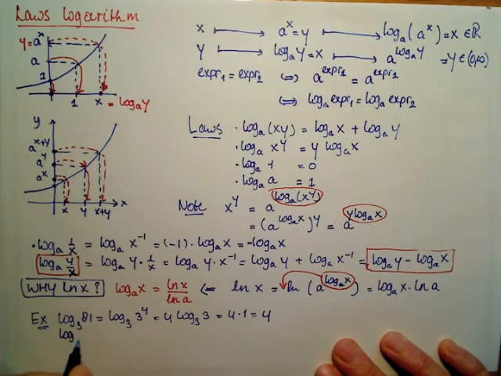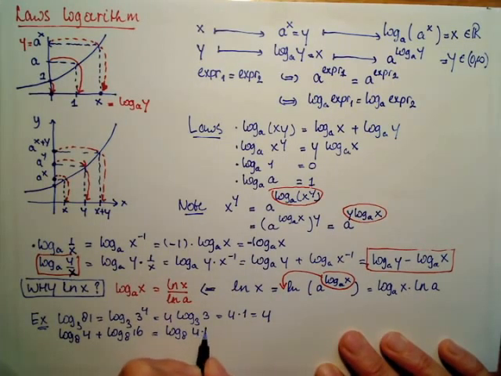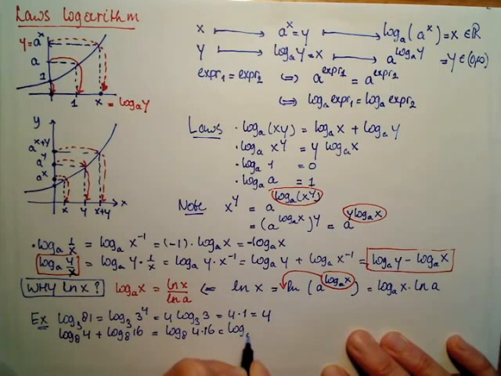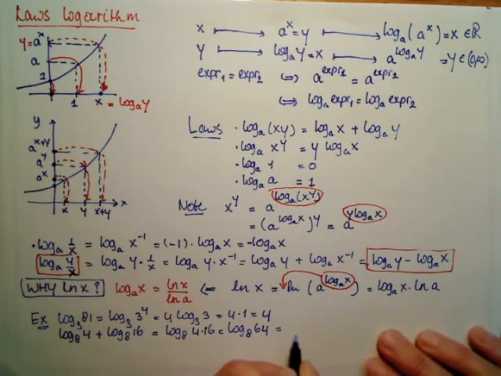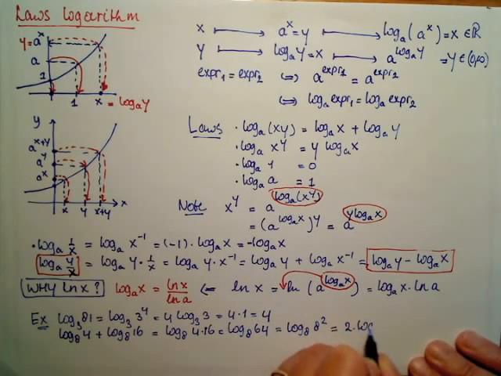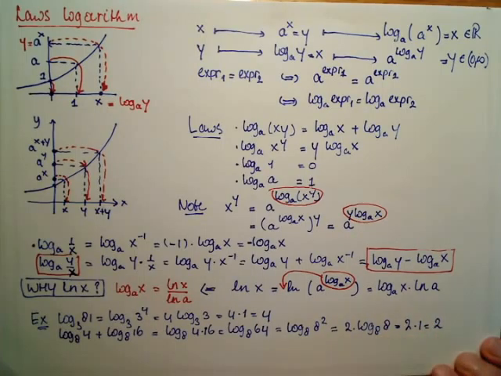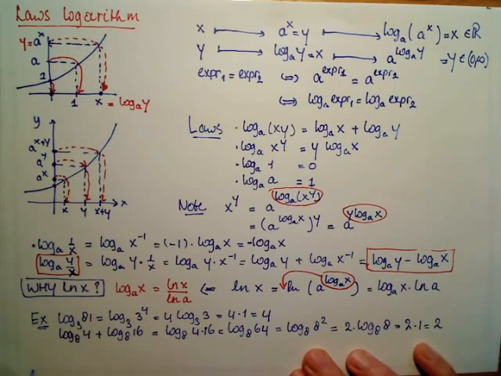One more example. The log with base 8 of 4 plus the log with base 8 of 16 is, we can take the log of the product, since the sum of logs is the log of the product of these two numbers. 4 times 16 is 64. 64 is 8 to the power 2. The power can be taken in front, so we get 2 times log with base 8 of 8, which is equal to 1, so the answer is 2. So many of these things can look complicated, but are quite simple once you know how to manipulate them.